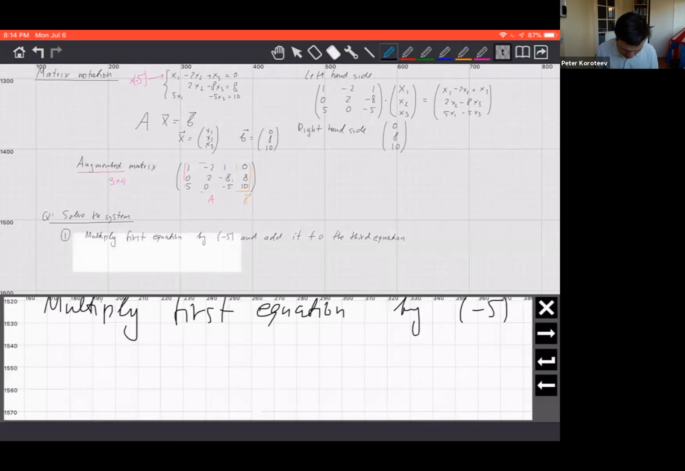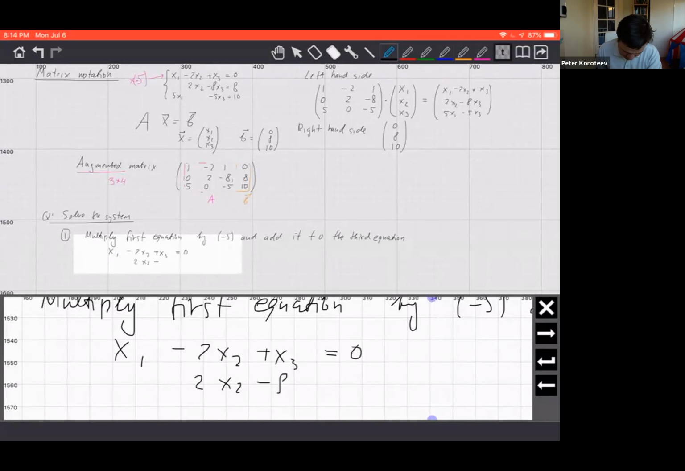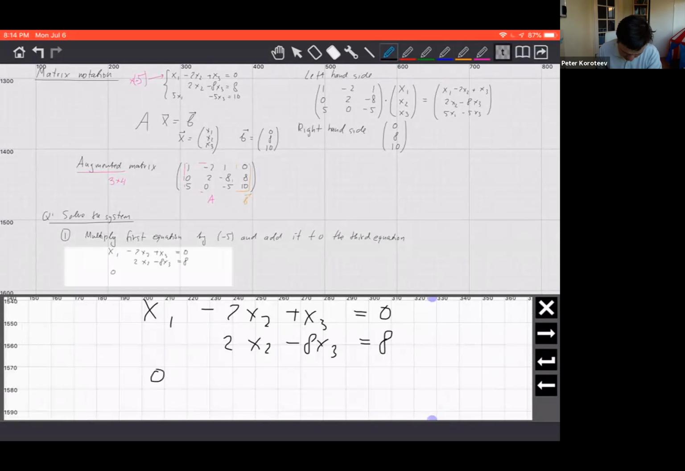Right, so if you do that, we'll keep the first equation as it is, right? x1 minus 2x2 plus x3 equals 0, and then the second equation we copy, we keep it as it is. And the third equation, what are we going to get? We're going to have 0 plus 10x2 minus 5 minus 10x3, right? Because it's minus 5x3, and then there's another minus 5x3. Is equal to 10.